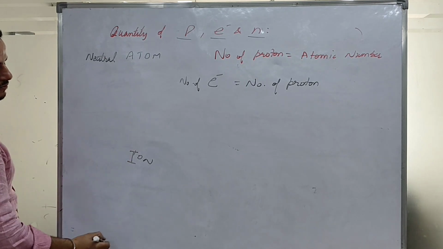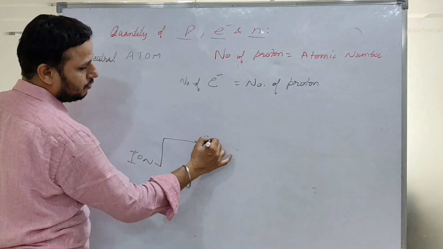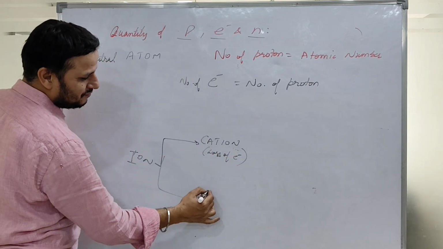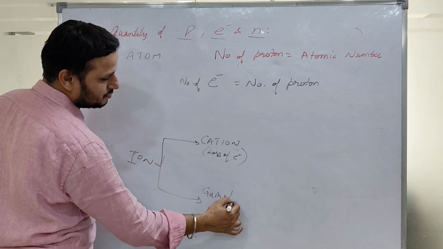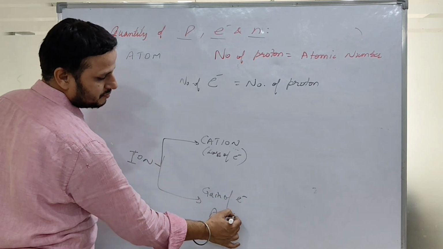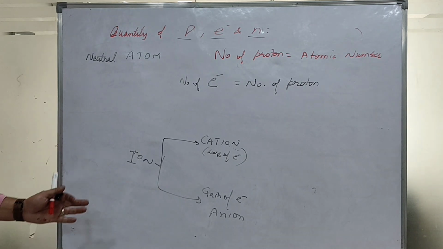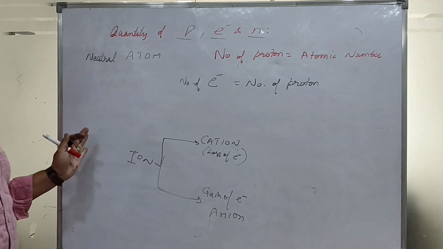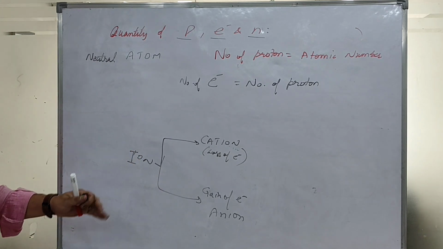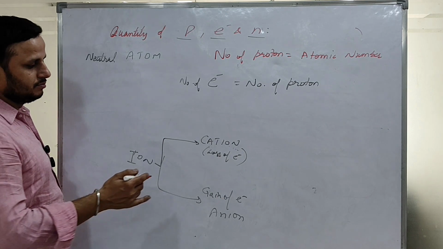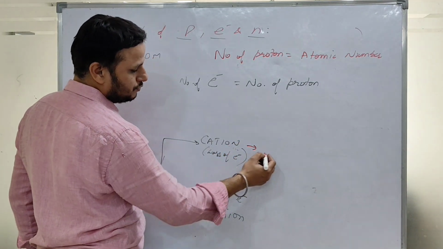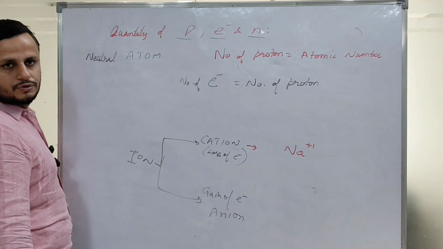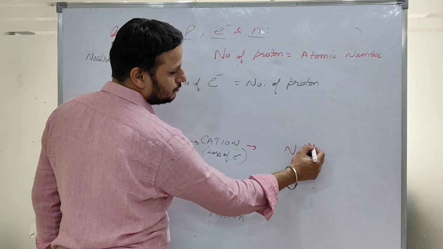बट इन आयंस, the ions are formed by loss of electron known as cations. Ions are formed by gain of electrons known as anions. इलेक्ट्रॉन ही लूज हो सकते हैं, इलेक्ट्रॉन ही गेन हो सकते हैं, इन द नॉर्मल सिंपल एटम्स, नॉट ऑफ द न्यूक्लियर केमिस्ट्री. एटम्स अगर इलेक्ट्रॉन लूज करता है तो जैसे सोडियम कैटायन, सोडियम लूजेस 1 इलेक्ट्रॉन टू फॉर्म Na+1.